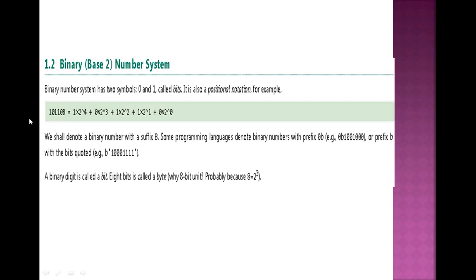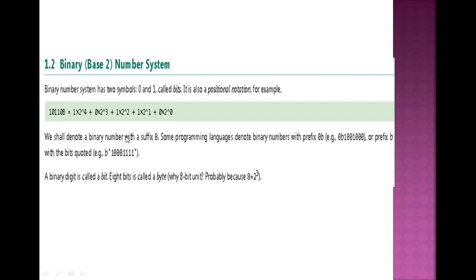For example, 10110B. This is 0 into 2 power 0, the first digit. Then 2 power 1 into 1, then 2 power 2 into 1, then 2 power 3 into 0, then 2 power 4 into 1. The last one, B, is not a number. The main digits are 10110. So the rightmost digit is multiplied by 2 power 0, then the next by 2 power 1, 2 power 2, 2 power 3 and 2 power 4.